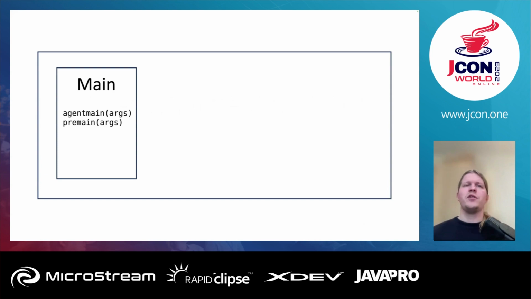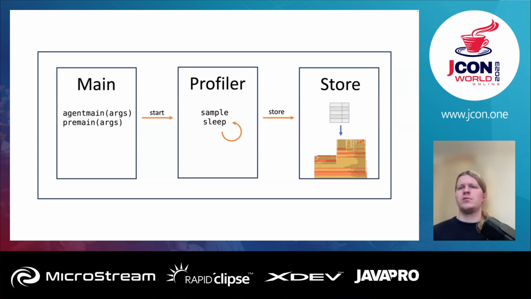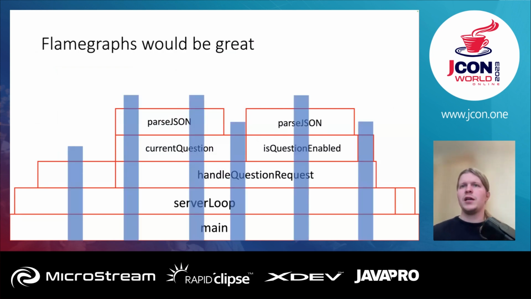Usual profilers are developed as agents, so as programs attached to your JVM at runtime. We have a main method that takes care of all the option processing, because profilers have, of course, options, for example, the interval duration. Then this starts our profiler, and what the profiler does is it takes a sample, sleeps, takes a sample, sleeps, and so on. Then it stores it back into a store in some form or another, and then it often gives us a flame graph, because that's quite a useful visualization here.